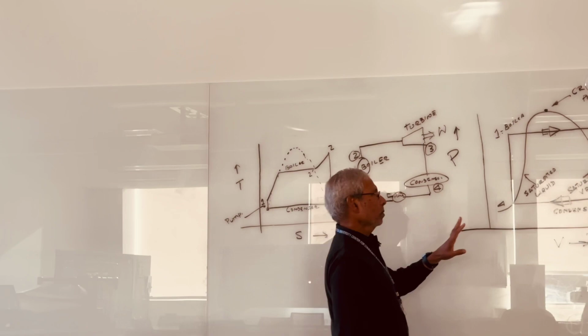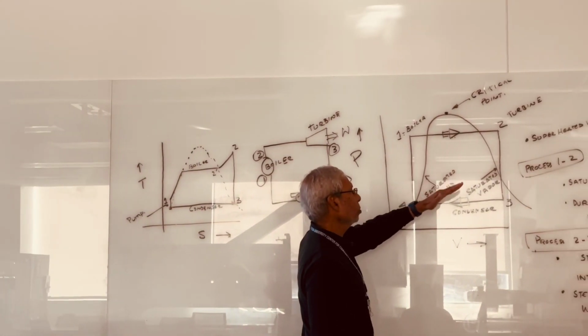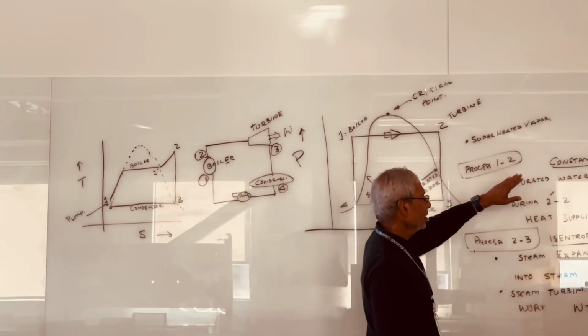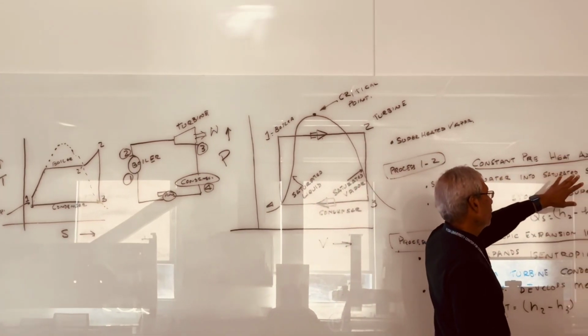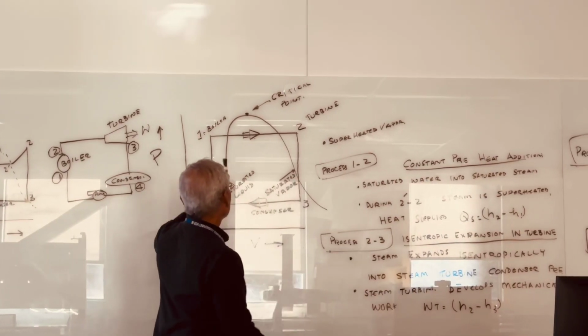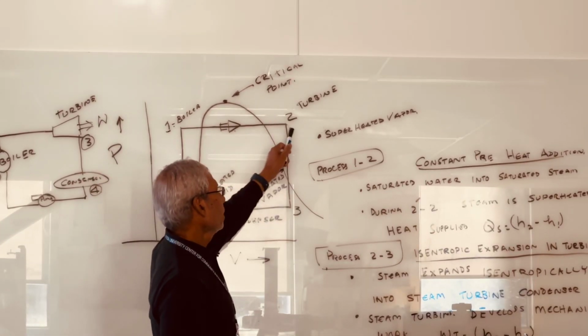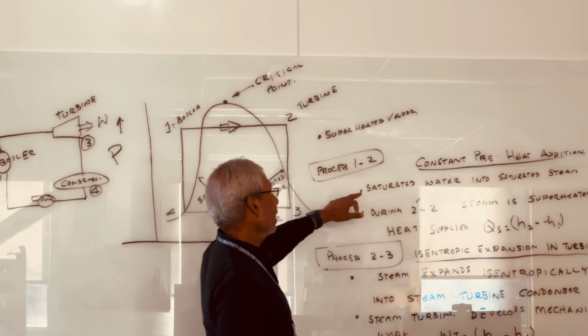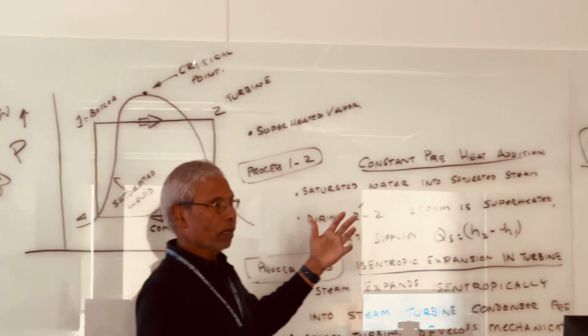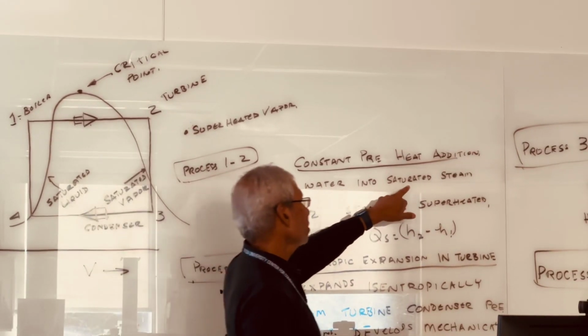Let's go into the processes. What happens from 1 to 2? 1 to 2 is a constant pressure heat addition. Why constant pressure? Look at this, 1 to 2, the pressure on this diagram is a straight line. So what happens in that one? Saturated water, which is liquid water, is turned into saturated steam.